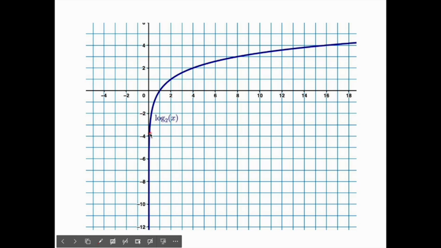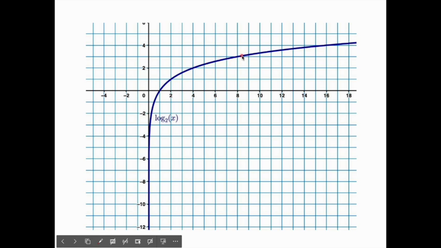Property 3 says that when you have values that are greater than 1 for x, the function is going to be positive. So here's one, our x-intercept. If we look at values of x that are greater than 1, it's all above the x-axis, so all of those values are going to be positive.